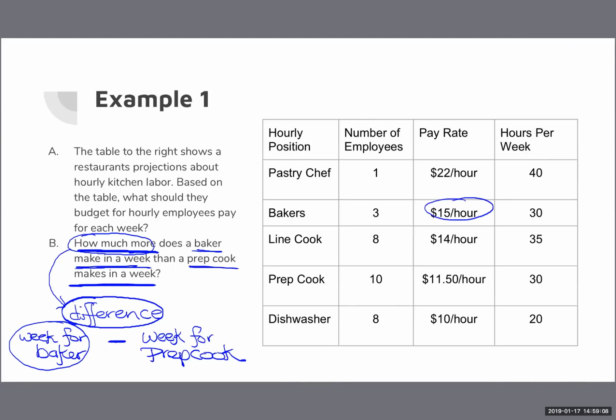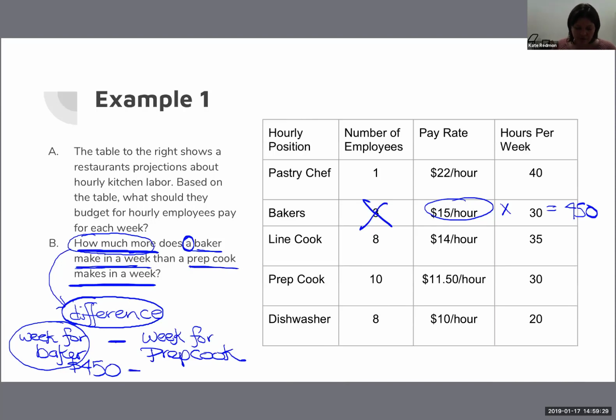$450. $450, absolutely. Maricela said that a baker makes $15 an hour times 30 hours, $450. Why didn't I multiply by 3? Well, I'm just looking at a baker, not all the bakers. I don't care how much all the bakers make. I care how much a single solitary baker makes.